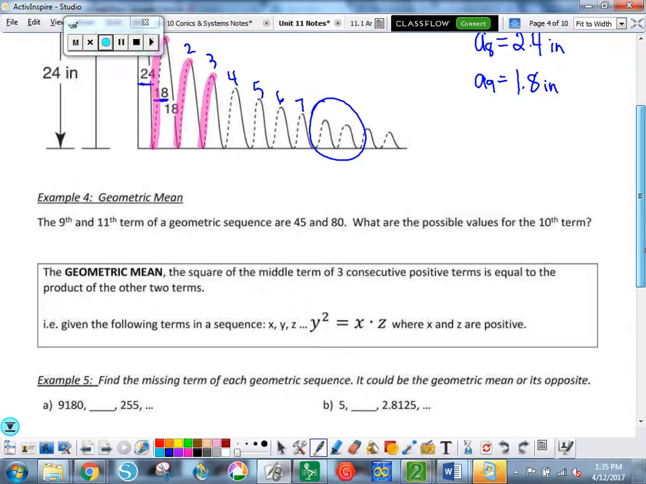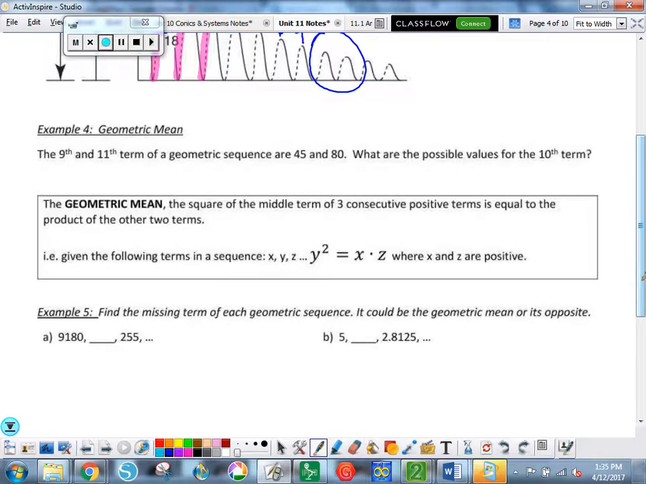Okay, now let's talk about the geometric mean. The geometric mean is very similar to the arithmetic mean, except for original plans in the back. So the 9th and the 11th term of a geometric sequence is 45 and 80. What are the possible values for the 10th term? So we've done something similar to this. We're looking for that middle term. How many possible answers are there? Just one, or is there more than one?